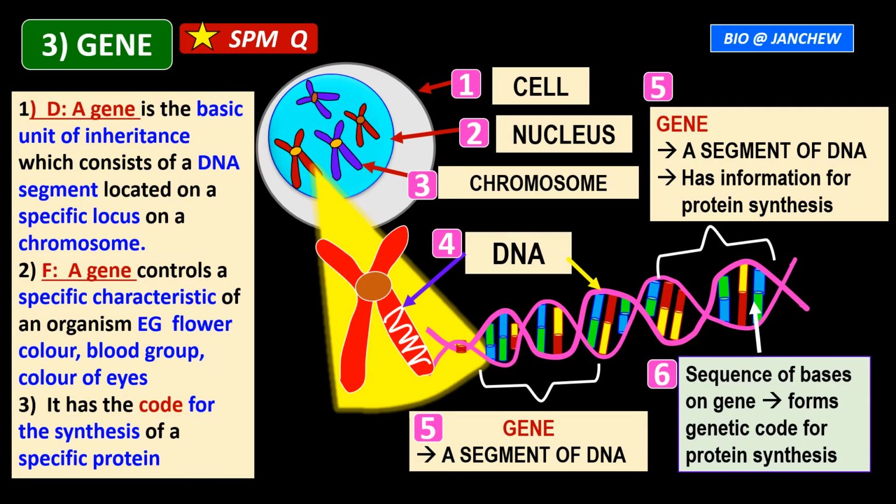Thirdly, an important definition that we have to know: what is a gene? A gene is defined as the basic unit of inheritance, which consists of a DNA segment located on a specific locus on a chromosome. Firstly, a gene is the basic unit of inheritance, meaning that it can be passed down from parents to offspring. It can be inherited. So the genes that we have in our body were actually passed down to us from our parents. A copy of it has been made by our parents and then it was passed down to us.